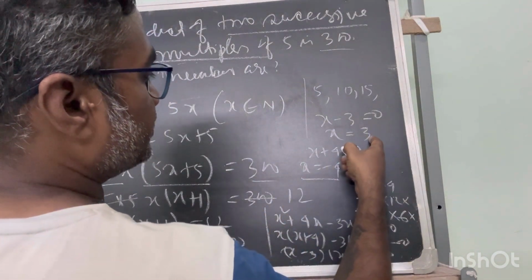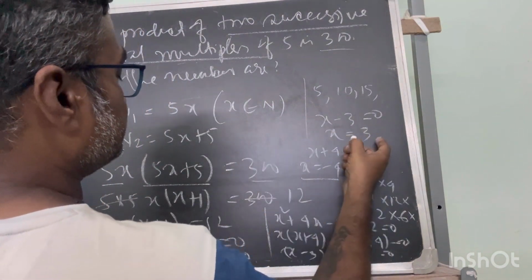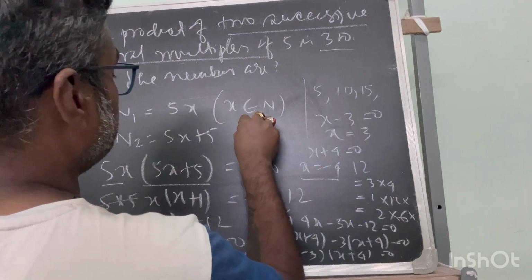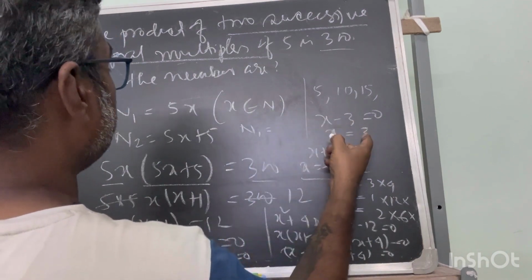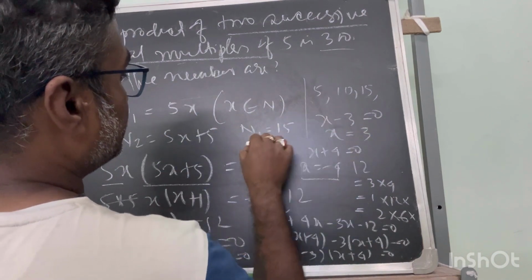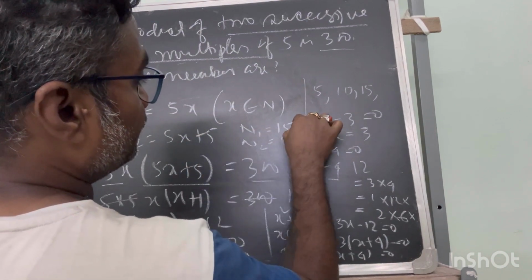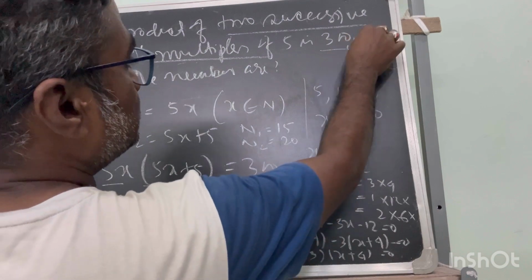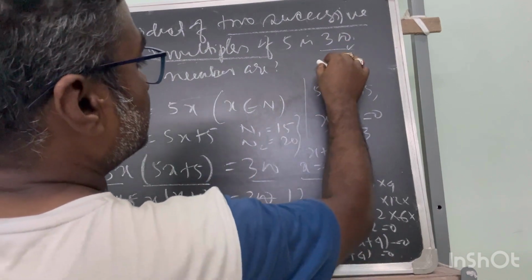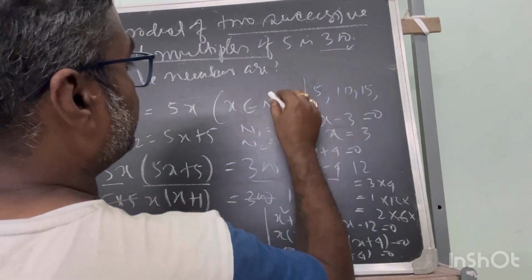So first I take x is equal to 3. So that means n1 will be what? By taking this, it is equal to 15, and n2 will be 20. Now see, if I multiply 15 by 20, I will get 300. So that is the first pair. Now x is equal to minus 4, if I take.